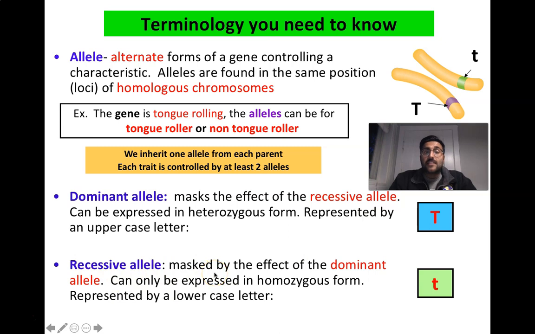Recessive alleles are masked by the effect of the dominant allele. So they can only be expressed in what we call homozygous form. These are represented by a lowercase letter, and in this case you can only have two small t's to show the recessive trait. But to have a dominant trait, you only need one out of the two. You could have two big T's, or you could have one big T, one small t. But as soon as you have two small t's, you're going to show that recessive trait.